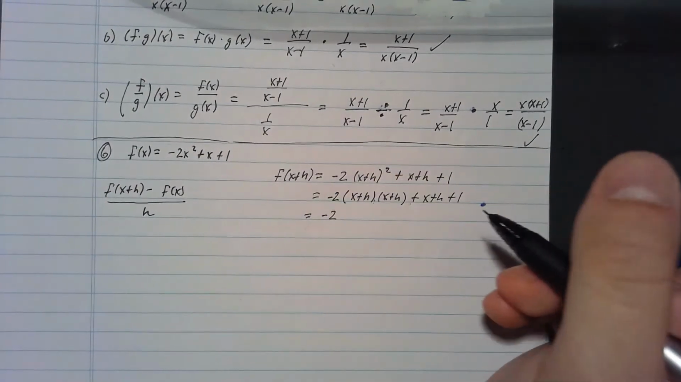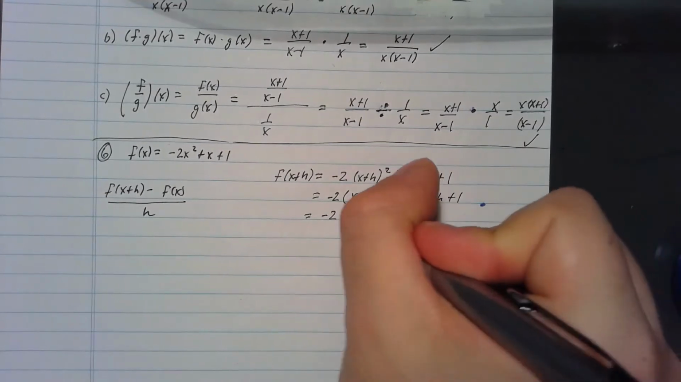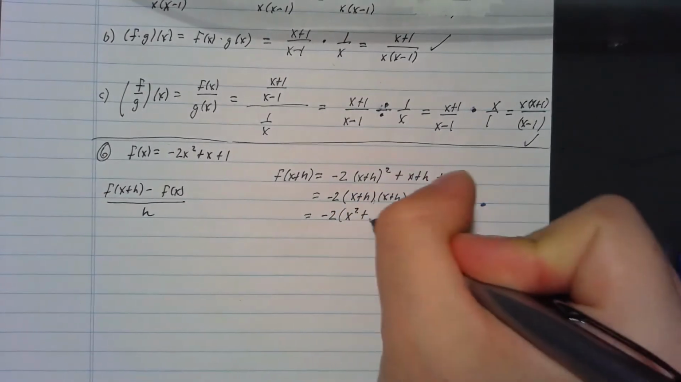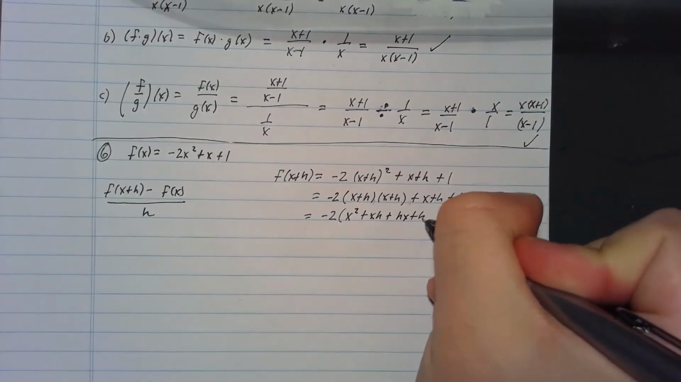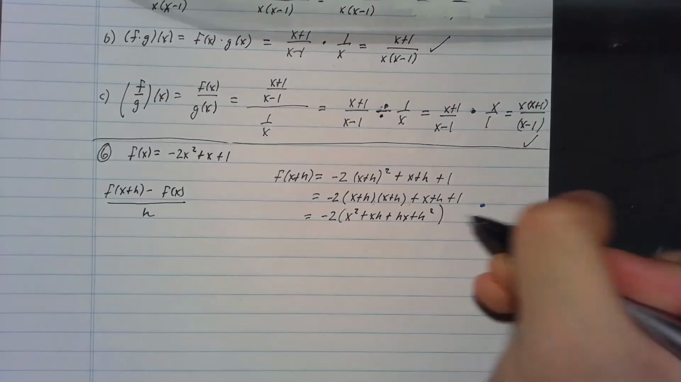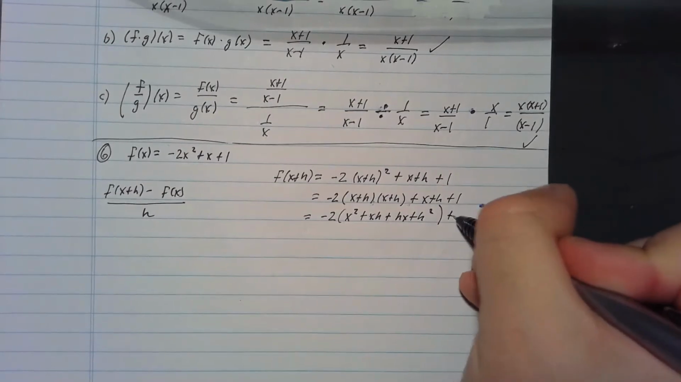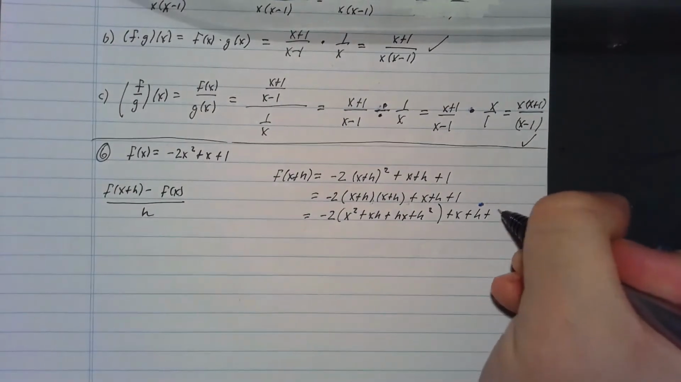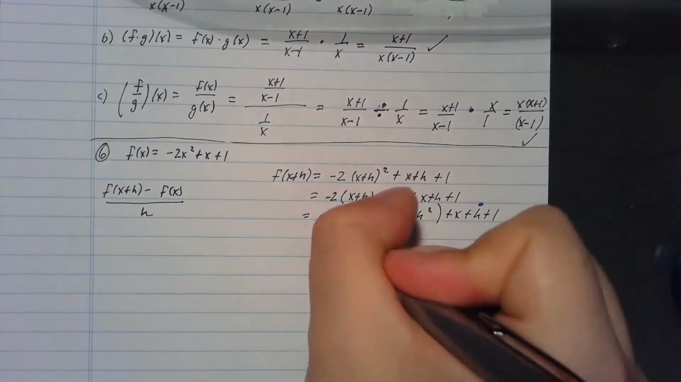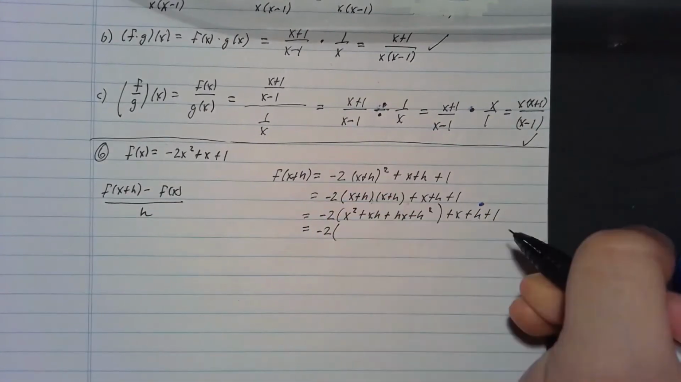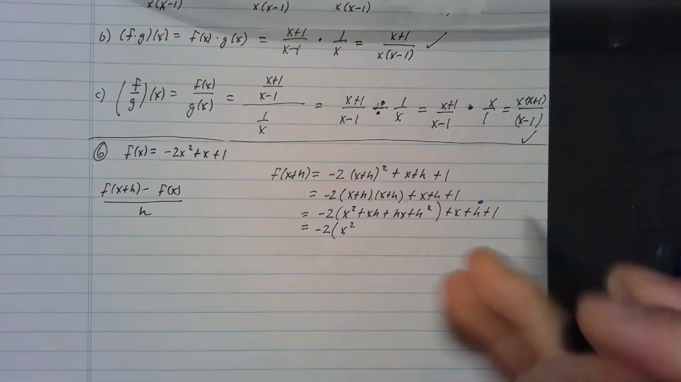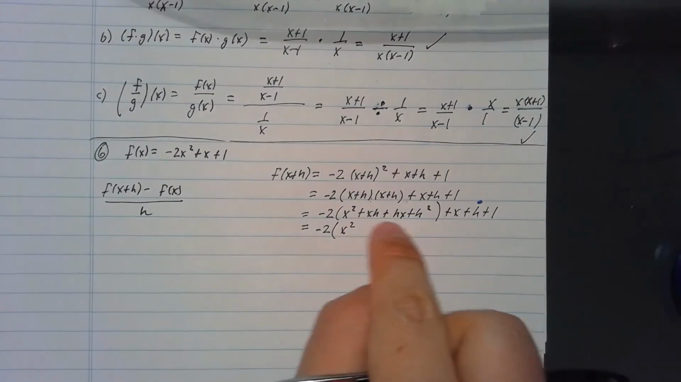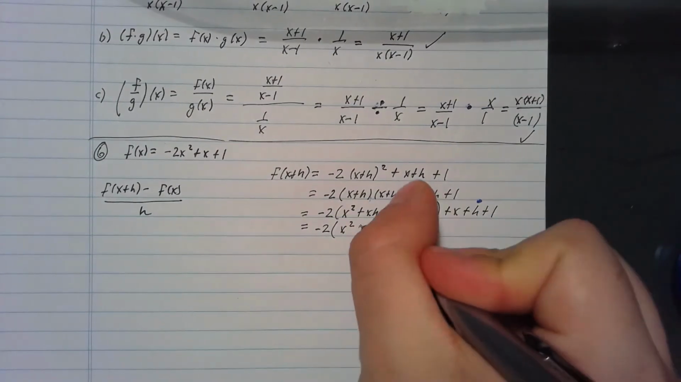Now I want to FOIL that out and combine like terms. So I'm going to have negative 2 times x plus h times x plus h, plus x plus h plus 1. Let's FOIL out the x plus h's. That's going to give me x squared plus xh plus hx plus h squared, close parentheses, plus x plus h plus 1. Let's combine like terms inside here. So I'm going to have x squared. xh and hx are the same thing, so that means I have two of them, 2xh.